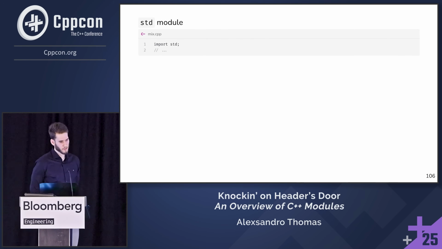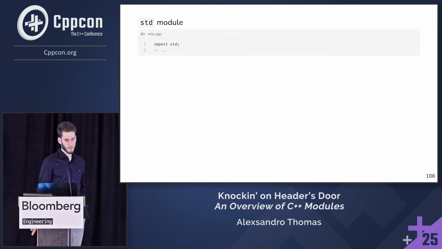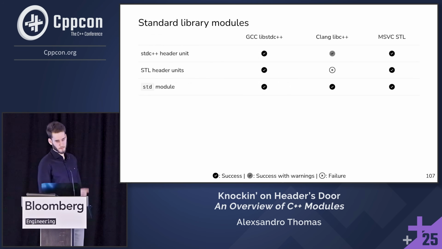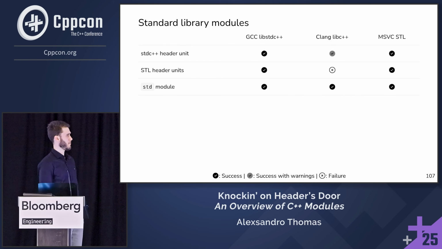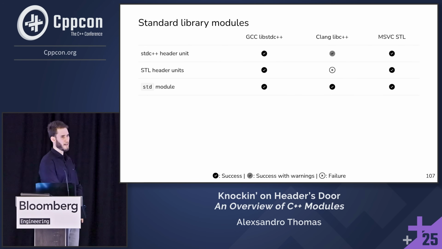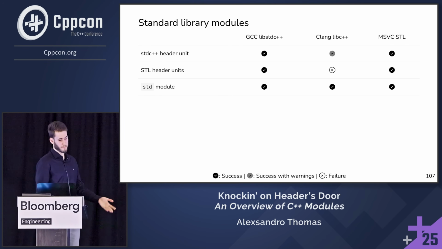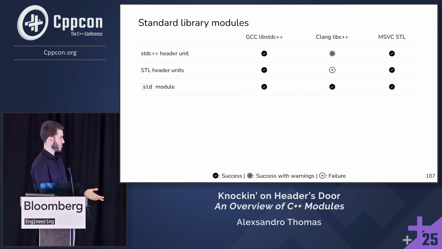And for the std module, just import std and do whatever you want in your mix.cpp file. That also works on every compiler. So we got a matrix like this. Clang seems to be the one that's lagging behind the most in terms of exposing header units, but the std module, which is just a better replacement for the std header units, seems to work everywhere.